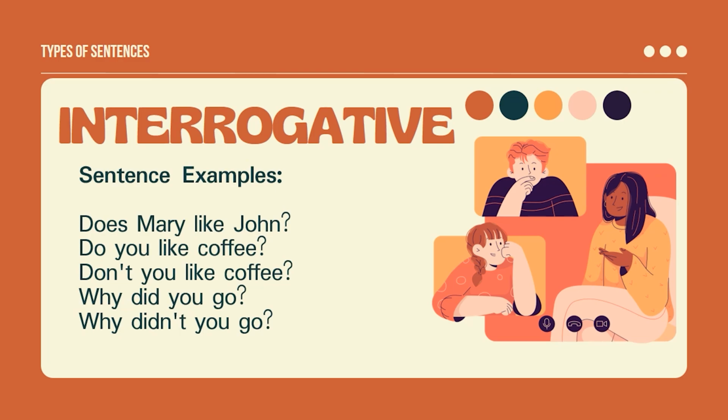For example, we have, does Mary like John? So it's answerable by yes or no. It has a rising intonation. Does Mary like John? Do you like coffee? Don't you like coffee? Like the declarative, it can be a positive and a negative type of sentence. Why did you go? Why didn't you go?